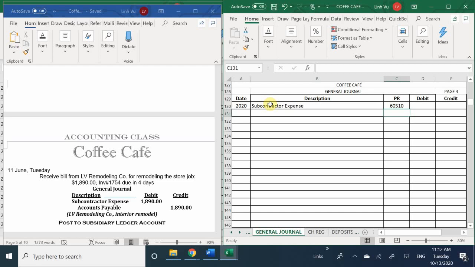So we're going to be utilizing accounts payable, right? Because we received a bill and we're going to owe this person. Okay. And the amount was for $18.90 even. $18.90. All right.